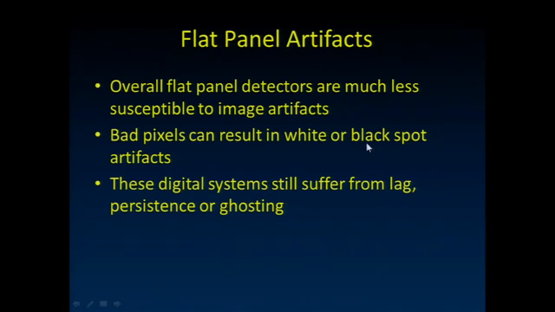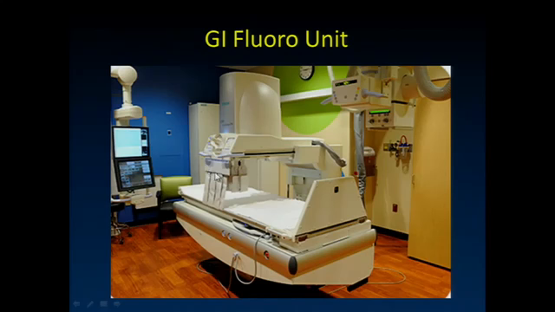With the flat panel detectors, we don't have that issue. With these amorphous selenium digital detectors, we don't have those issues. They can be read out very quickly. We don't have the pincushioning or the veiling glare. We still have some lag issues. Bad pixels are the problem now, where you get a dark spot or a bright spot because one of the pixels on the array has gone bad.